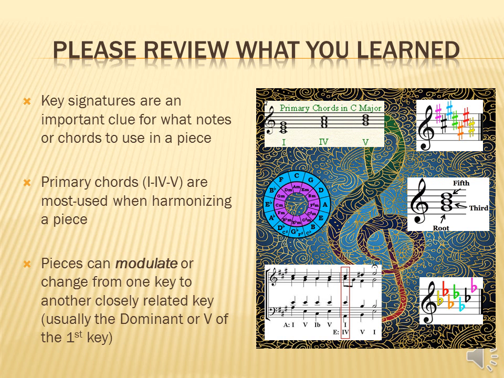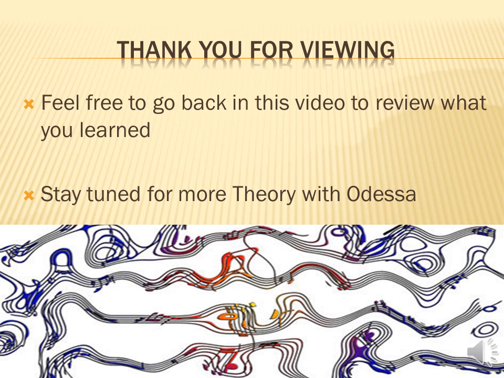Please review what you learned. Key signatures are an important clue for what notes or chords to use in a piece. Primary chords, 1, 4, and 5, are most used when harmonizing a piece. Pieces can modulate or change from one key to another closely related key, usually the dominant or 5 of the first key.